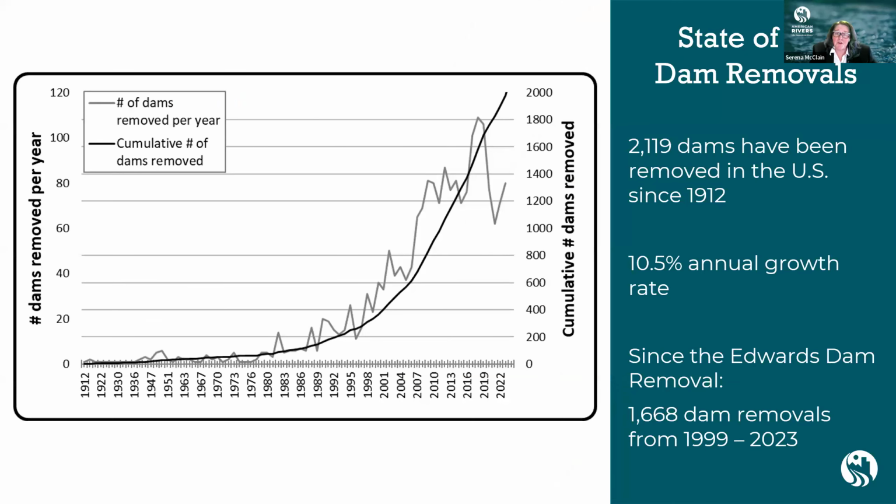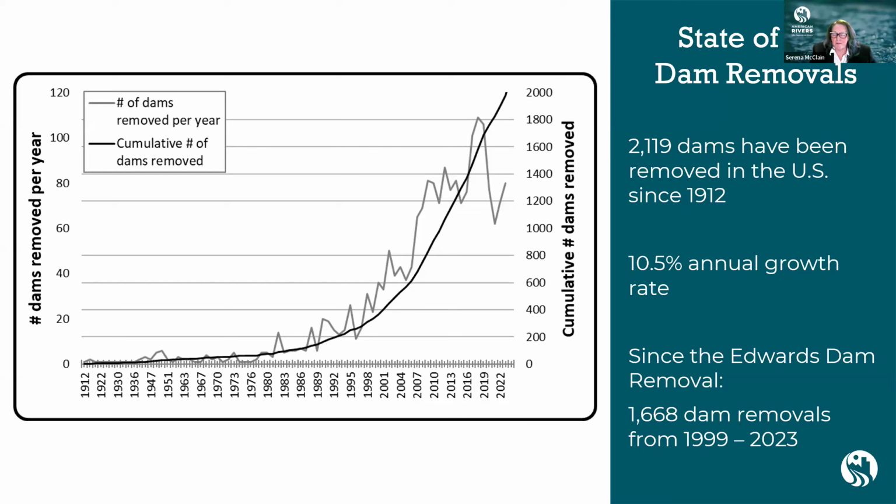The good news is that we're not starting from scratch. There have been a lot of successes. 1,668 dams have been removed since the removal of Edwards Dam on the Kennebec River in 1998. In fact, when you look at the rate of annual growth over time, it's been roughly 10.5% per year, resulting in 2,119 dams removed since 1912. We've been deliberate in driving this growth using social change theories to make dam removal a more normal, common practice.